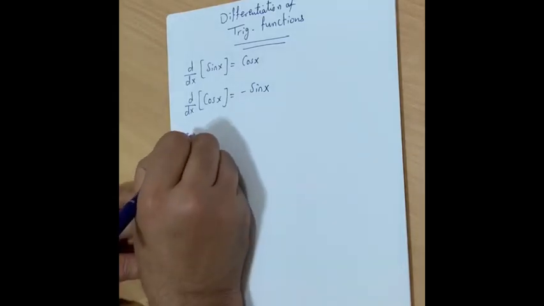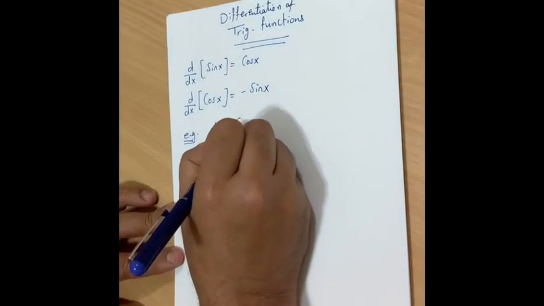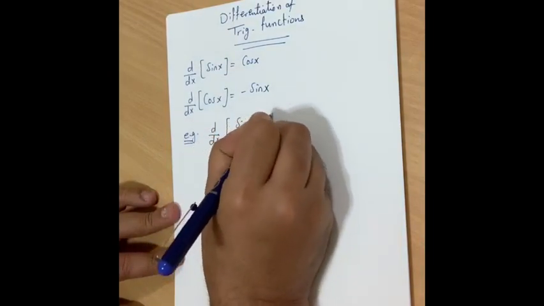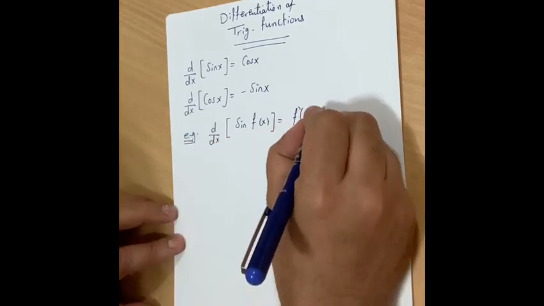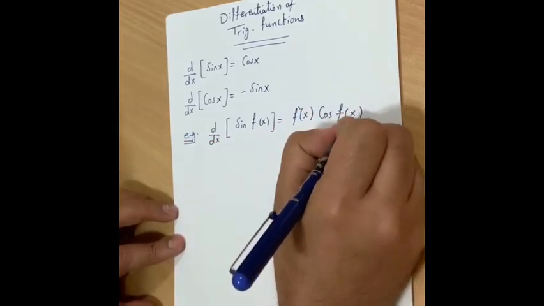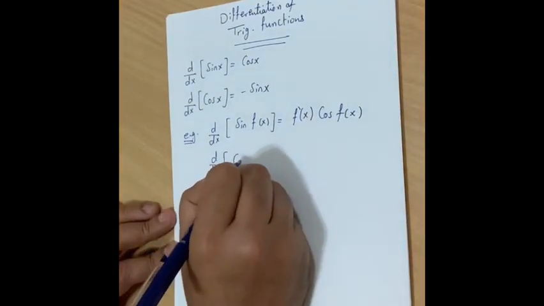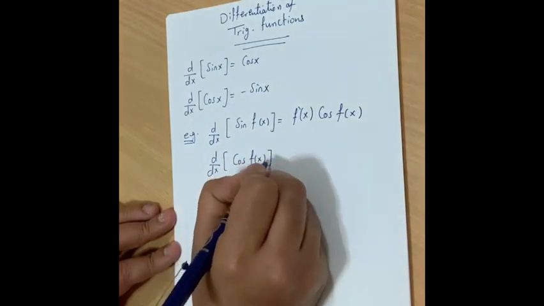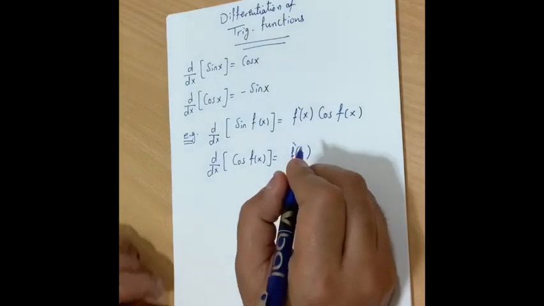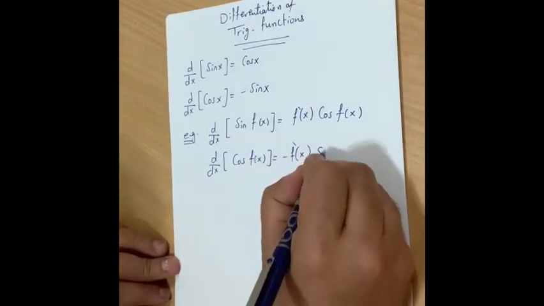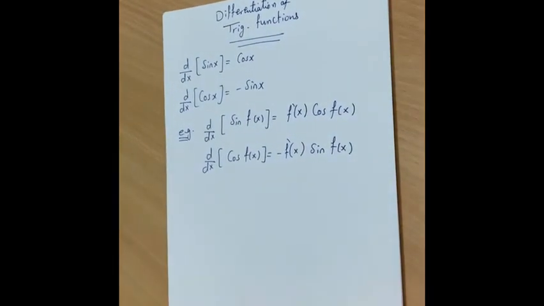So that means d by dx, the derivative of sine of any function, is the derivative of the function multiplying the derivative of the sine, which is cosine of the same function, and d by dx of cosine of any function is the derivative of the function multiplying by the derivative of cosine, which is negative sine f of x. These are the rules that we need.